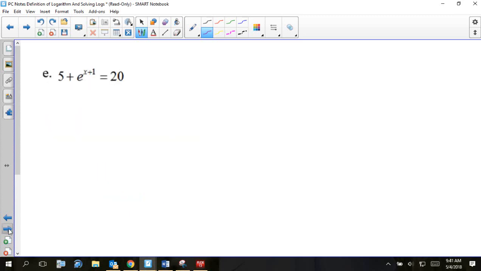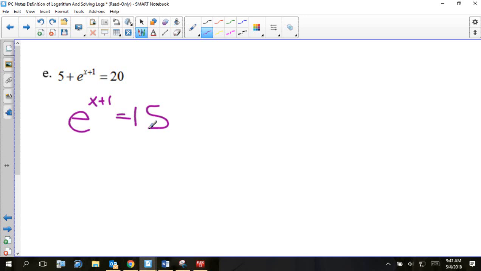And what do I do for this one? Subtract 5 first. So now we have e to the x plus 1 equals 15. So e is a base. I need to solve for that exponent. How do I get rid of a base? I'm going to log both sides.